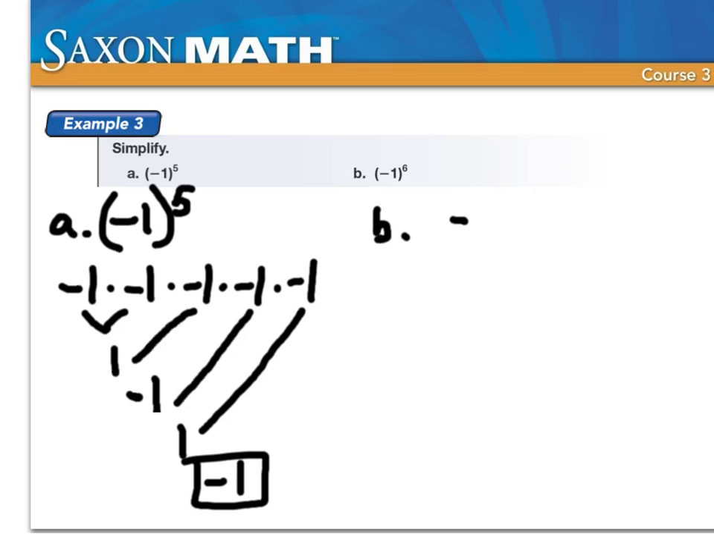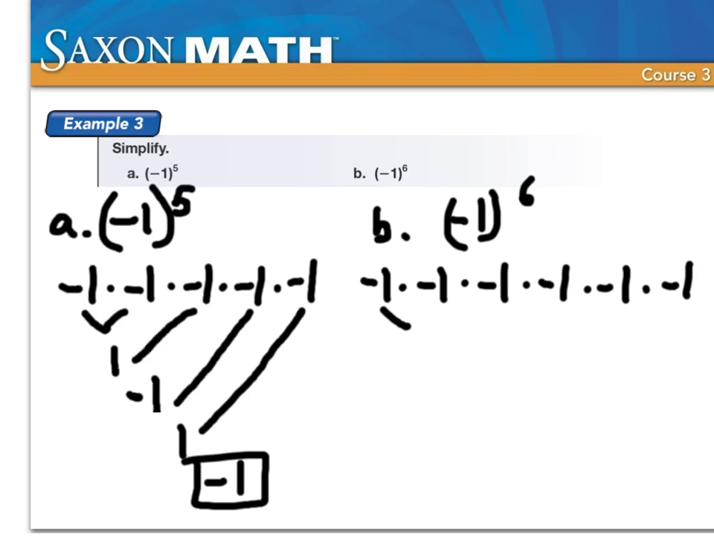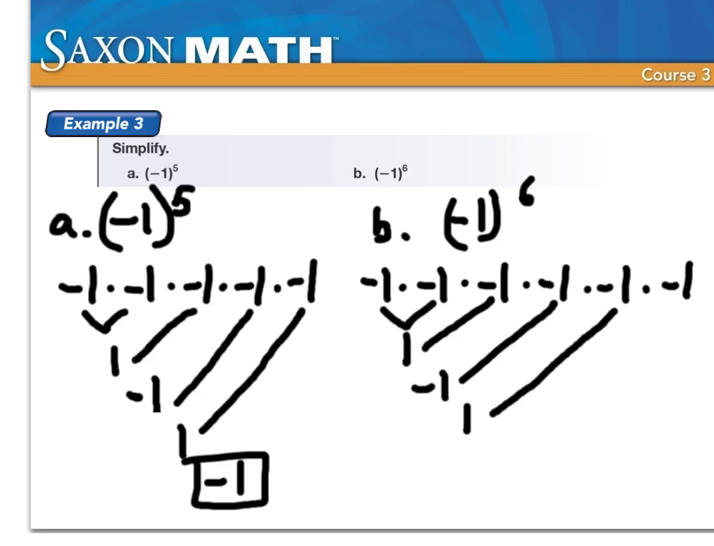Okay, now let's do B. This is negative 1 to the 6th power. We're going to tackle this problem the same way. This means negative 1 times itself 6 times. Well, we just did this. Negative 1 times negative 1 is 1. Then multiply these two. 1 times negative 1 is negative 1. Then multiply those two. Negative 1 times negative 1 is positive 1. And multiply those two. 1 times negative 1 is negative 1. And I'm going to multiply the last two. Negative 1 times negative 1 is positive 1. So negative 1 to the 6th power is positive 1.